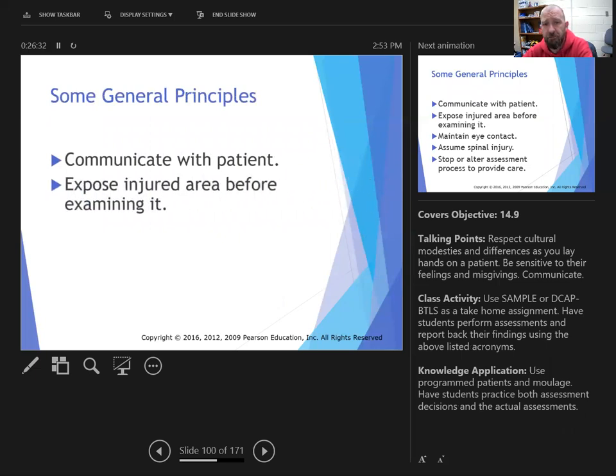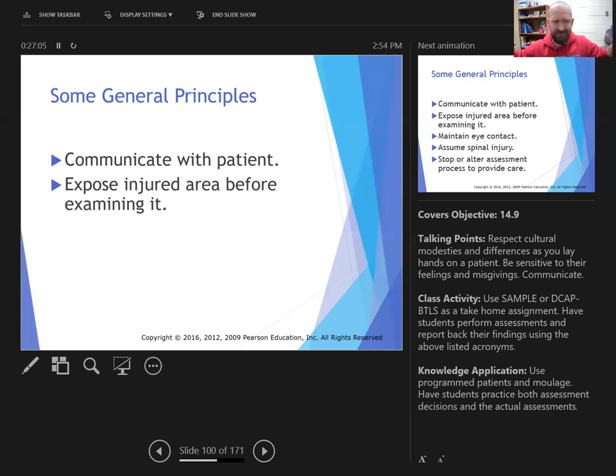All right, so for some general principles, be open with your communication about your patient. It's not very often that people have their clothes cut off against their will, right? If it was me, I wouldn't care. If I'm really hurt, who cares? Cut off my clothes, look at it, make me feel better. But it can be really disconcerting having your clothes cut off.